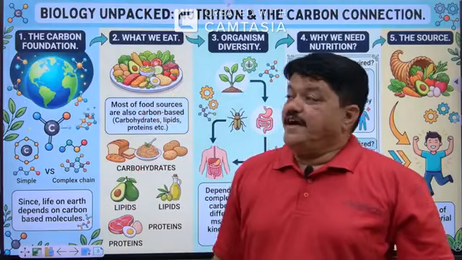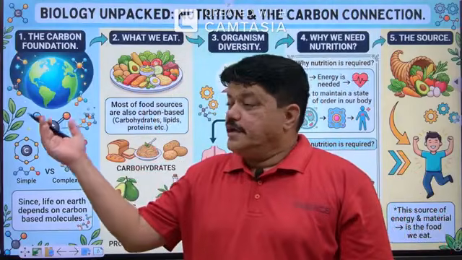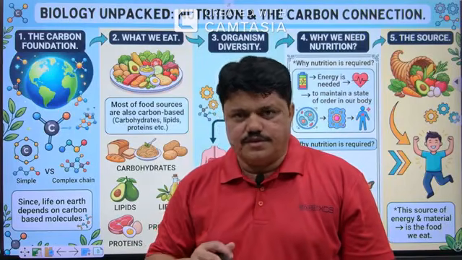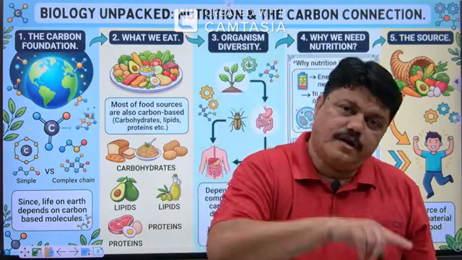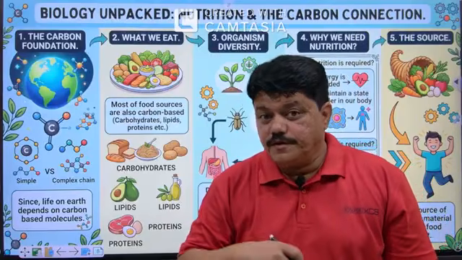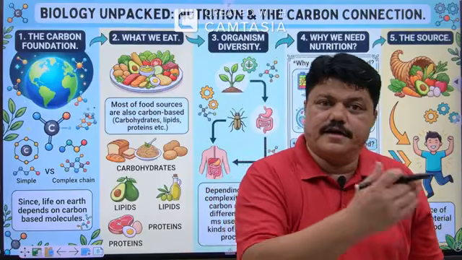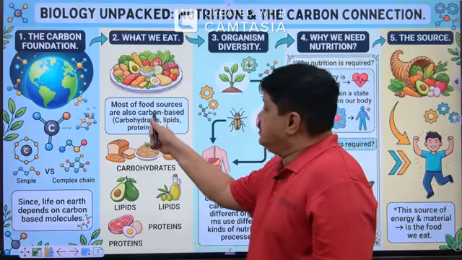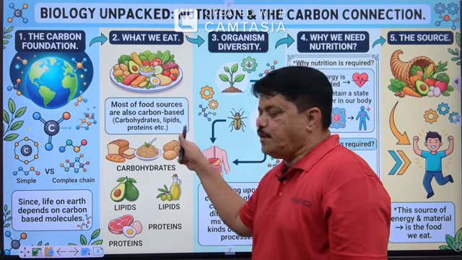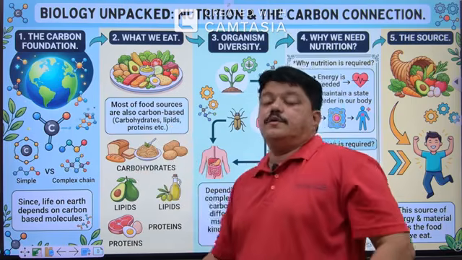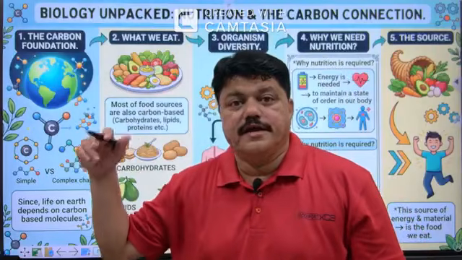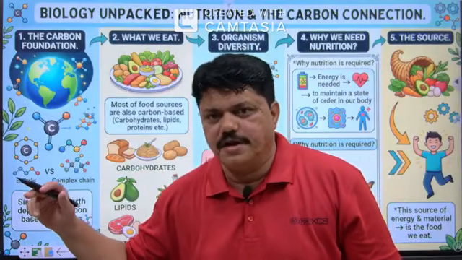Plants, what do they do? They take in inorganic sources like CO2 and H2O and convert them into simple organic molecules like glucose. Whereas what we do is take in already complex organic food material like carbohydrates, lipids, and proteins. So we take in complex material, while plants make simple food material.